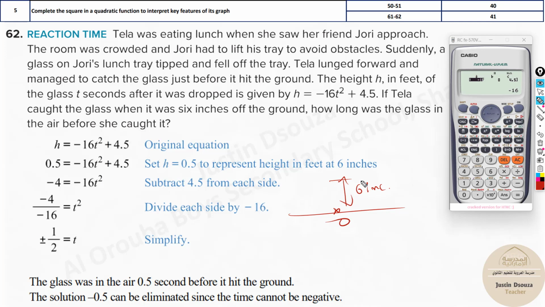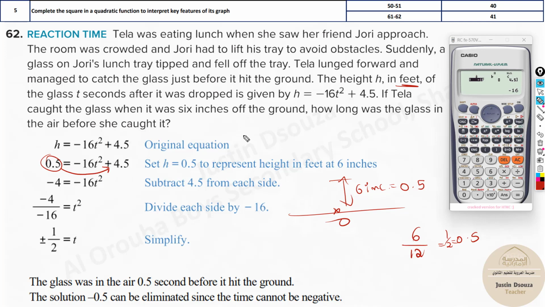6 inches. And all the other things are given in terms of feet. So don't write 6 inches. Convert 6 inches into feet. All you need to do is 6 divided by how much? 12 inches gives you the value in terms of feet. That is 0.5 or half. So therefore the height h is 0.5 feet. That's important to know. Now h is 0.5. Now this 0.5 goes to the other side.